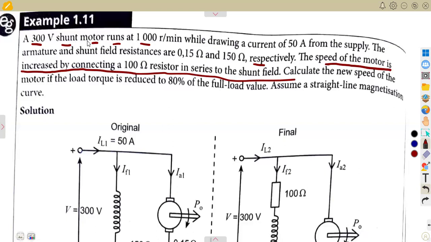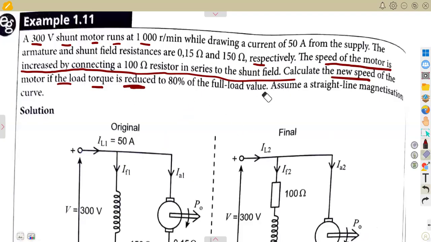Remember, this is a shunt motor. The connection of this resistor changes a lot of things. I talked about the change of the load current, the change of the armature current. A lot of things will be affected. The generated EMF on its own, the speed of the motor, the torque of the motor, all those things will be affected. So you know that this is a speed control problem. So there we are asked to calculate the new speed of the motor if the load torque is reduced. All right, so we're going to talk about that.